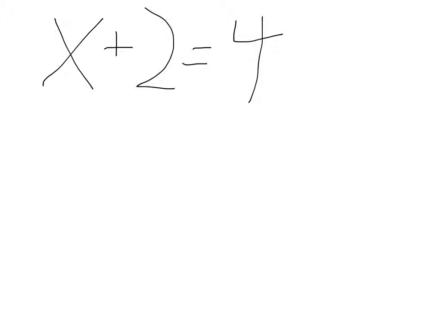Today we'll be doing one-step equations with whole numbers. X plus 2 equals 4. So what we gotta do is put a line to divide the answer and the problem. Now we gotta find the value of x. So since it's a positive 2, we gotta subtract 2 on each side.